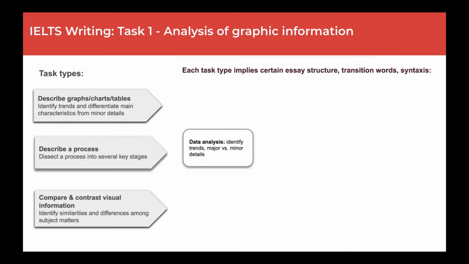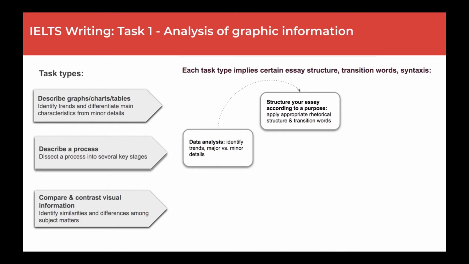So, in general, the essay writing approach would look the following way. First, you have to analyze the data, identify trends and dissect it into major and minor details. Then, depending on the task type, you have to decide what structure of the essay you're going to use, how you're going to organize your introduction, your thesis statement, how you're going to divide the information into paragraphs, and what transition words you're going to use.